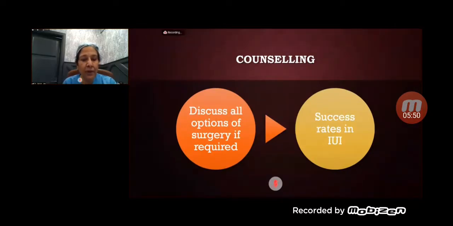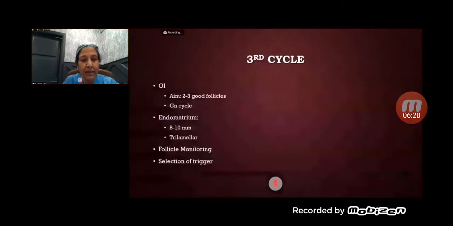So in case we are putting in a laparoscope or we're doing hysteroscopy, the options that are available for surgery should be discussed with the patient, and the success rates in IUI should be clearly defined, because it's not a procedure that's going to guarantee us a very, very good success rate. So before we proceed to another third cycle of IUI, the success rates should be discussed so that we counsel the patients and their opinion is taken as to what they would prefer as the next step of treatment.